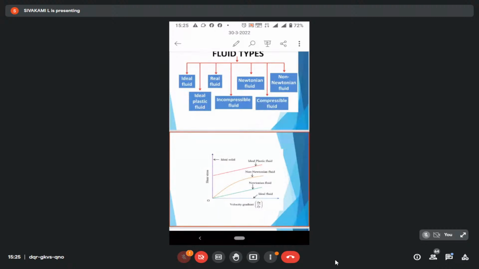And then if the fluid is compressible, if we compress a liquid into a gas, it is called a compressible fluid. If we cannot compress, it is called incompressible fluid. And before going to the non-Newtonian fluid, let us see some common characteristics in the Newtonian fluid. So Newtonian fluids do not have any elastic properties. So that is the major difference between Newtonian and the non-Newtonian.